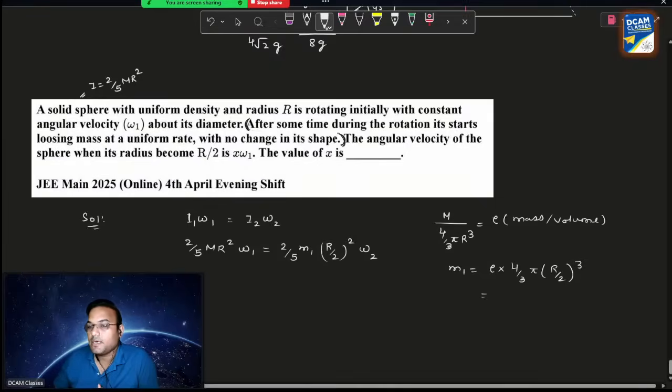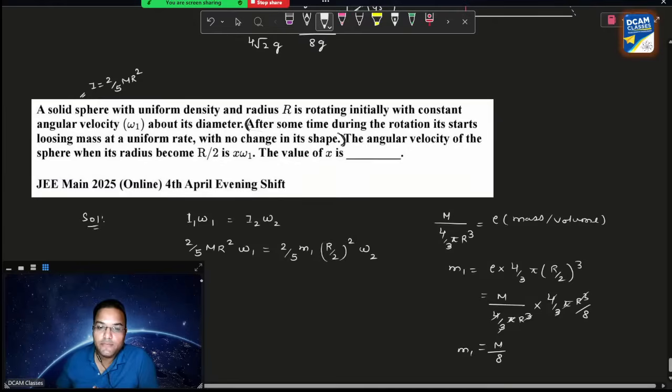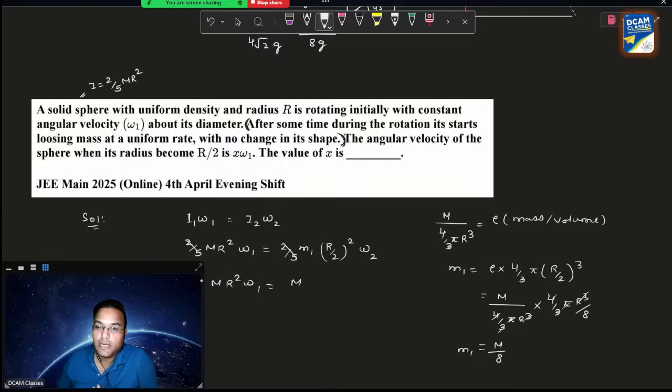This is the tricky part. If you are able to identify this, this question will be solved easily. 4 by 3 pi into r cube by 8. It means what? The new mass has become m by 8. Now easily we can apply it. 2 by 5, 2 by 5 will cancel. M r square into omega 1 will be equal to m by 8.